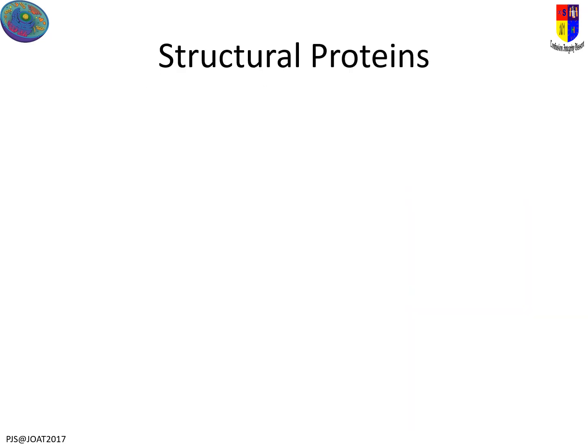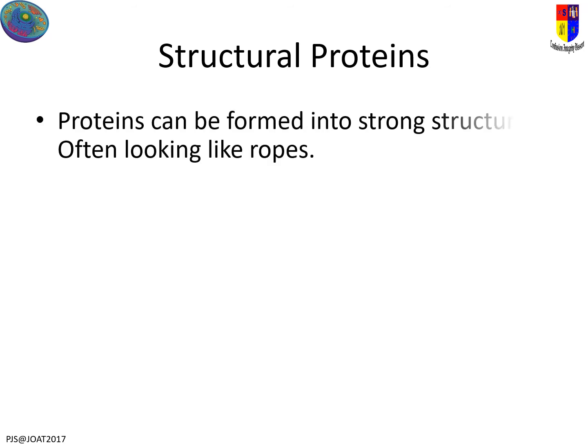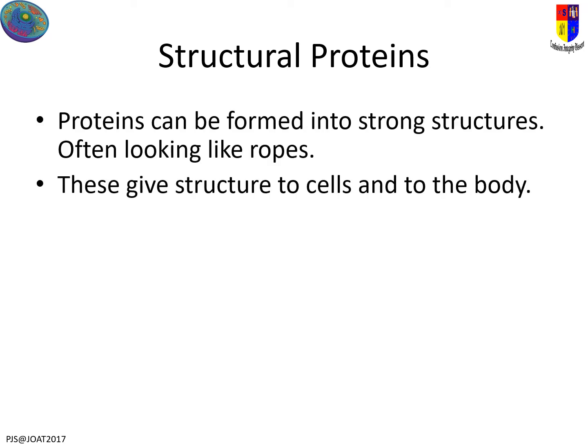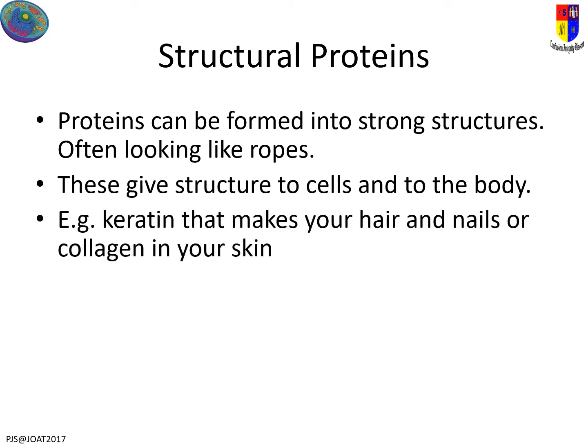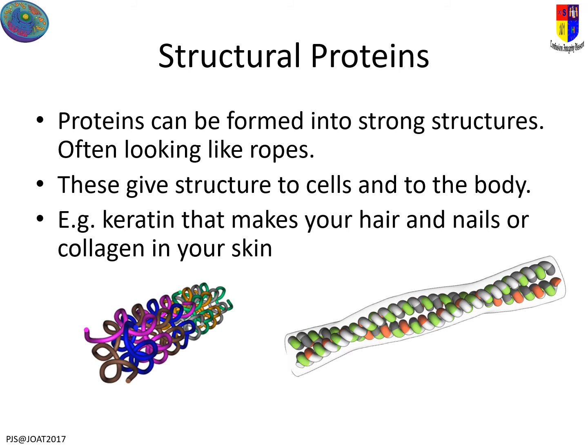So we take our proteins and put them into different groups. First one is structural proteins. They are exactly what it sounds like: they form structure. They are generally like ropes. Keratin's a really good example. Collagen, these are all structural proteins.